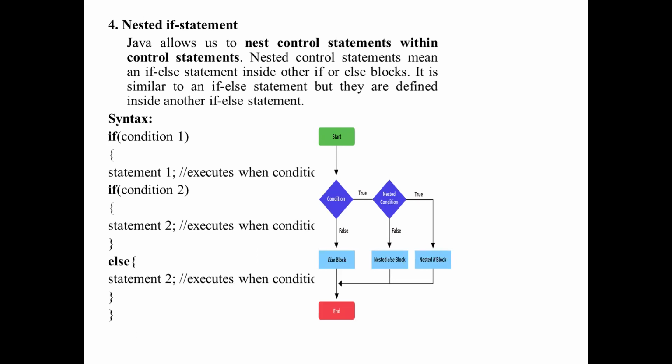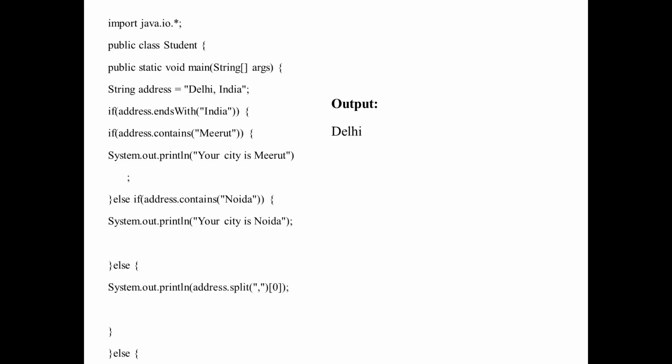Next is the nested if statement. That is, in between if, one more if-else, and in the else part, another if-else. This is nested if. Here is the example: string address equal to "Delhi, India". Here is how it works: the first condition is if address dot ends with India, and then if the address dot contains Meerut.